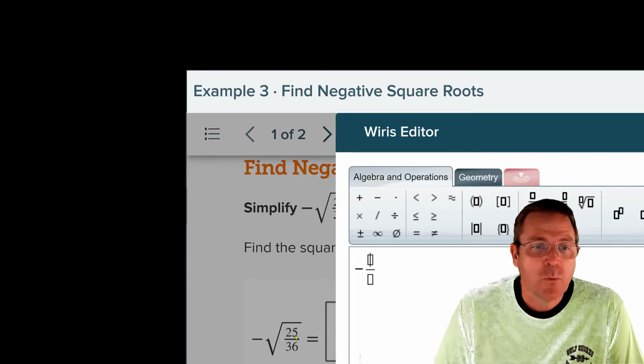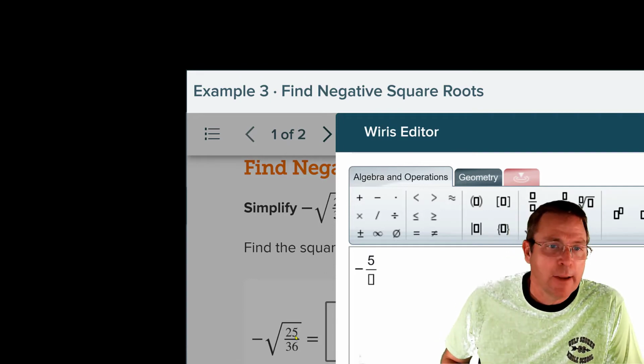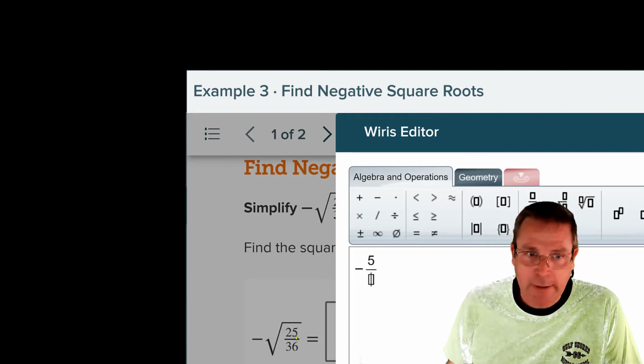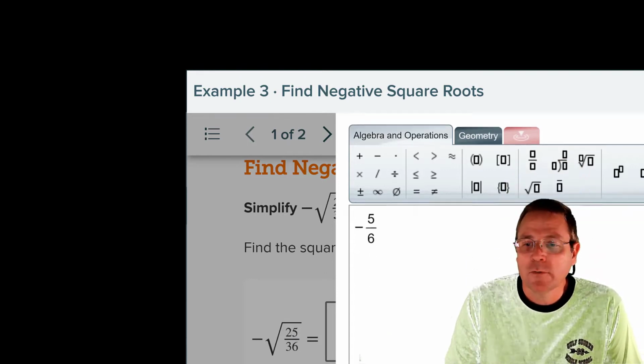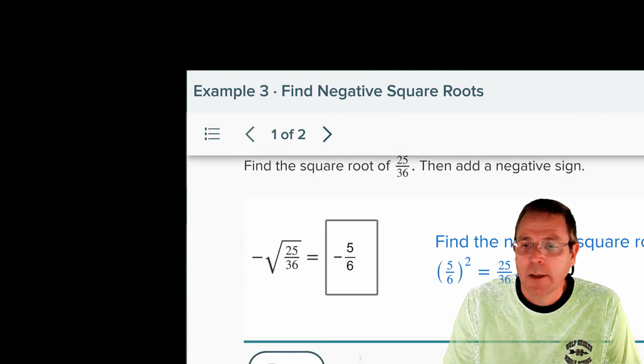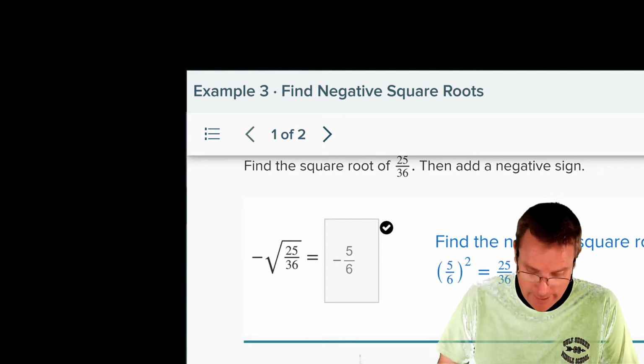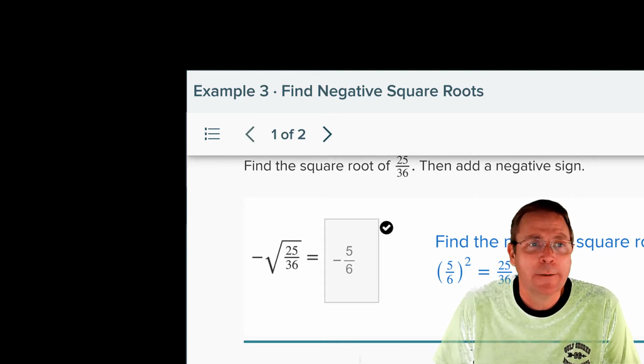The square root of 25, that's 5, because 5 times 5 is 25. The square root of 36, that's 6, because 6 times 6 is 36. Hit accept, hit check, and it really is that simple to do these. I could make it wordier, but why?